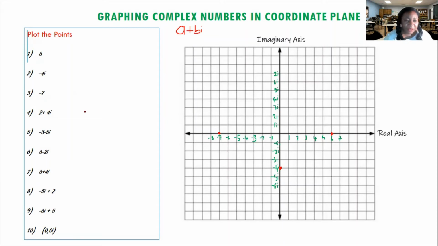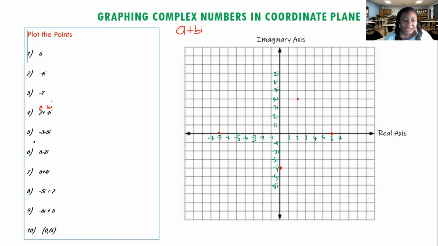Now, number 4 is a bit different. Number 4 has a real part and it has an imaginary part. The real part is 2, so we're going to plot that part first. We find 2 on the real axis, and then we go up to 4i. So the point is going to be right here, 2 on the real and 4 on the imaginary.